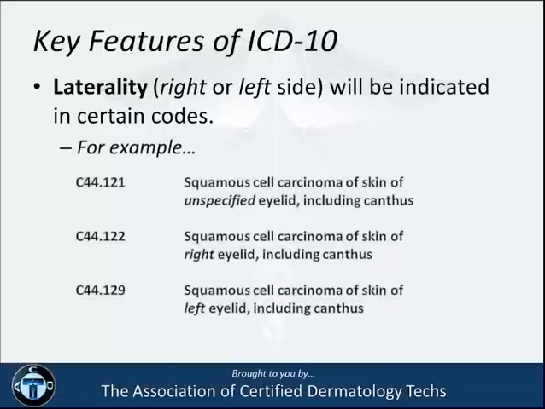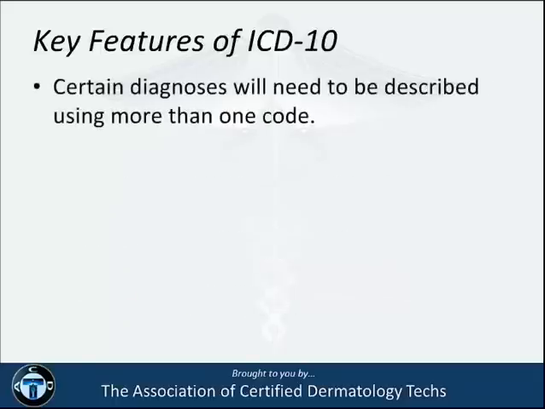The sixth character in the code for an SCC on an unspecified eyelid is 1, while that of an SCC on the right eyelid is 2, and one on the left eyelid is 9. This is actually a common pattern seen throughout the ICD-10 neoplasm codes. Another unique feature of ICD-10 is that certain diagnoses will need to be described using more than one code.